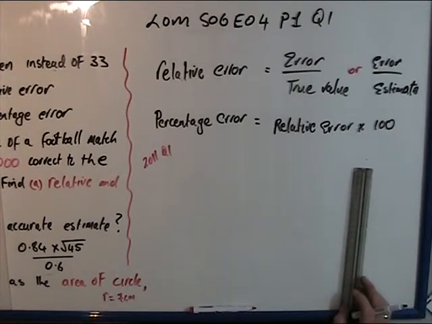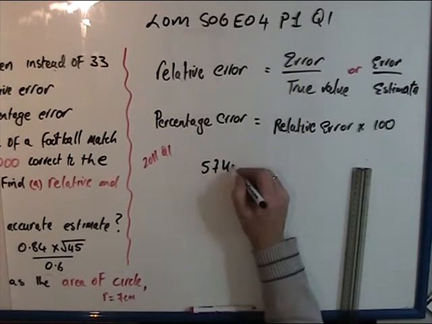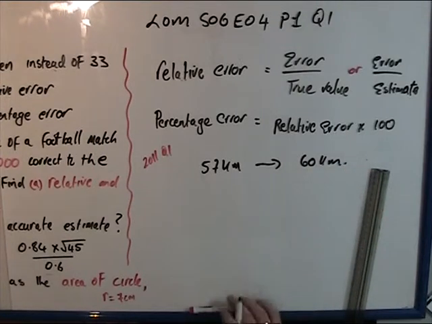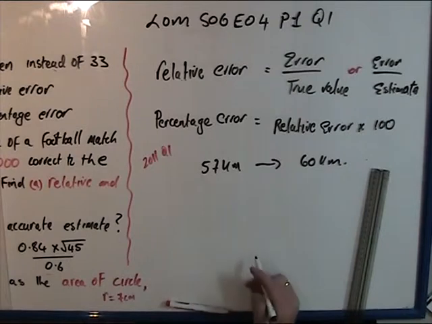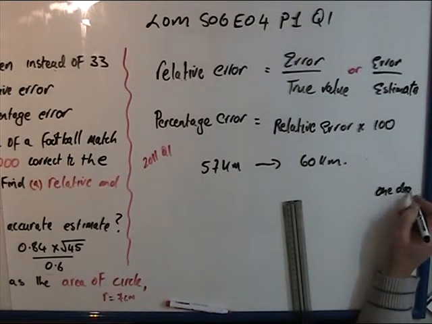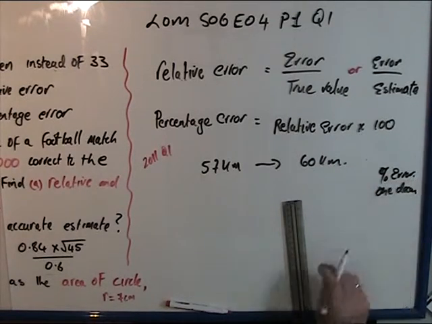The speedometer in a car is faulty. When the car is actually travelling at 57 kilometers per hour, the speedometer reads 60. So when he's travelling at 57 kilometers per hour, it's actually reading 60 kilometers per hour. So what's the error here? It says calculate the percentage error correct to 1 decimal place. Okay, so 1 decimal, and it's the percentage error, relative error, percentage error.